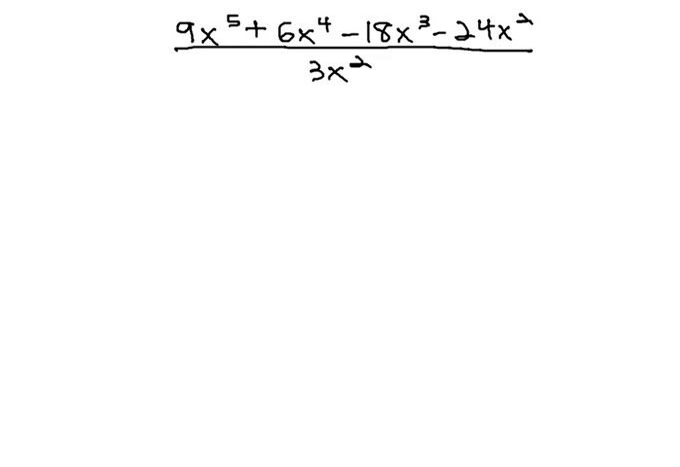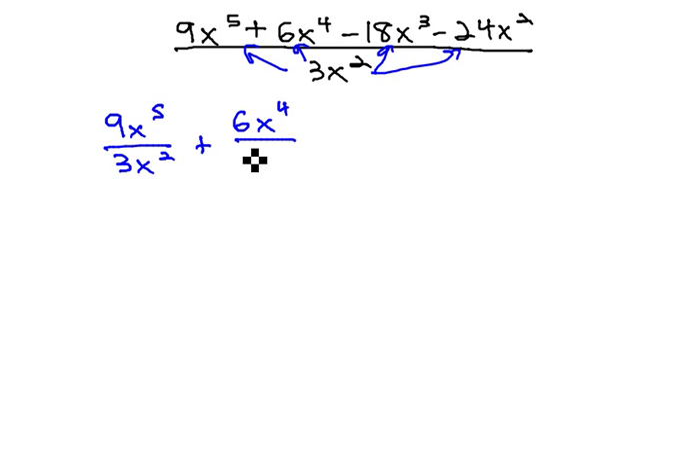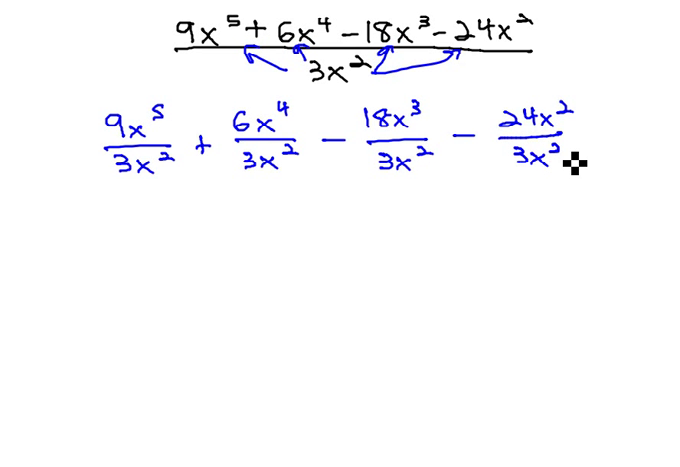Since it is all over 3x squared, we're going to distribute this over 3x squared onto each of the terms. As we do, we get 9x to the 5th over 3x squared plus 6x to the 4th over 3x squared minus 18x cubed over 3x squared minus 24x squared over 3x squared. This gives us four separate fractions which we can reduce individually using our exponent properties.